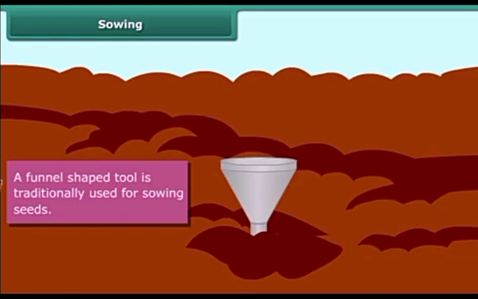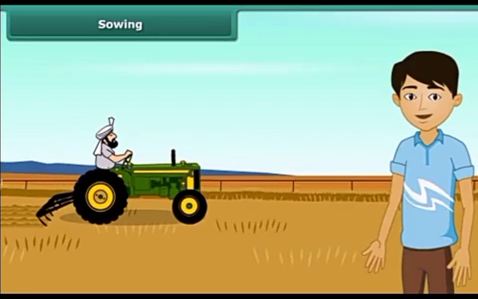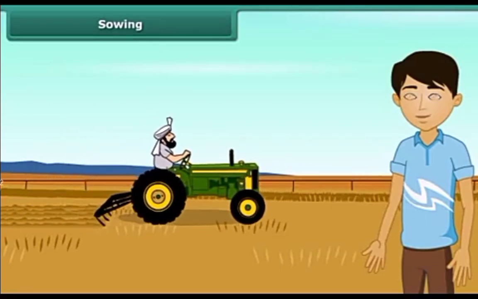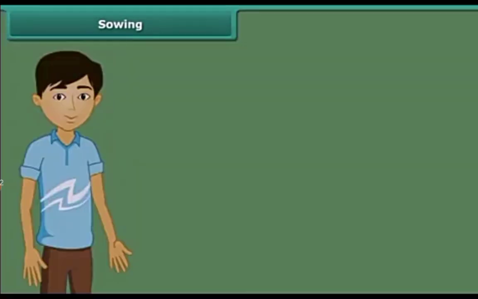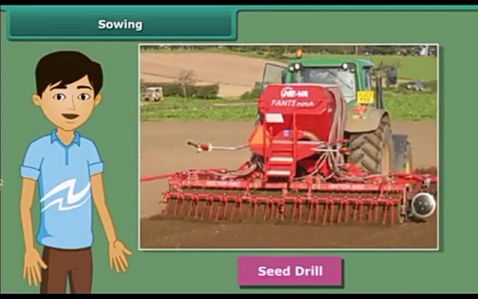This is a traditional method and very easy. Nowadays, farmers use modern seed drills for sowing with the help of tractors. I'm sure you are wondering how this seed drill works. It sows the seeds uniformly at proper distance and depth, ensuring that seeds get covered by the soil after sowing. This process also saves a lot of time and labor.